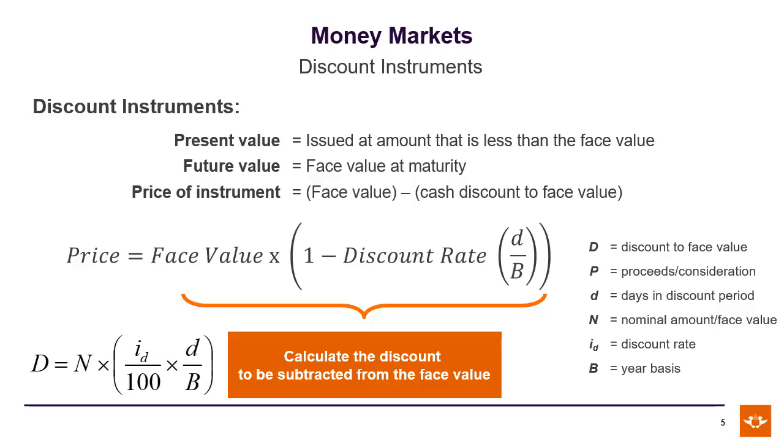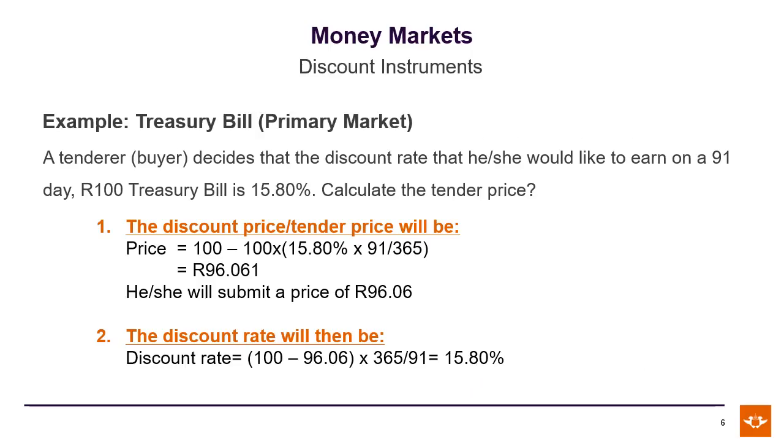In calculating the price for discount instruments, and here we're looking at a straight discount instrument, it is the face value or nominal value multiplied by 1 minus the discount rate, which is ratioed by the number of days that the instrument has been issued for, over the total number of days in the year, which depends very much on the day count convention that you will be using.